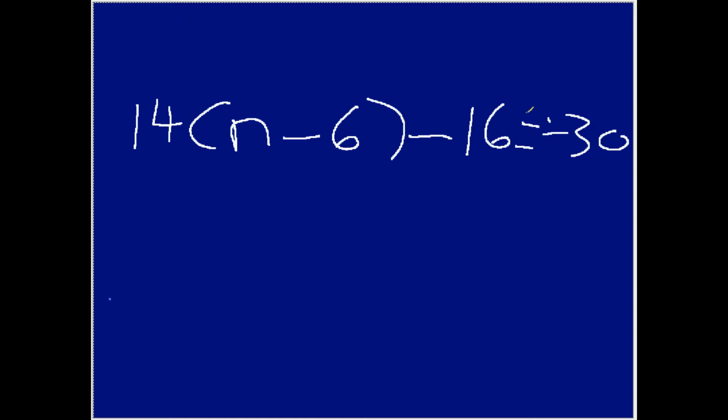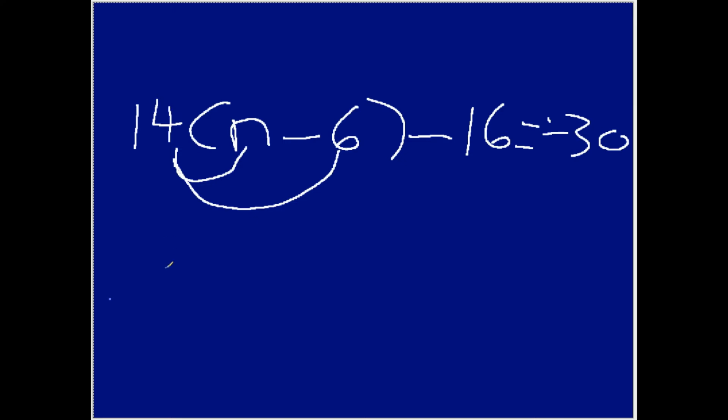So the first thing we want to do in order to solve this particular equation is distribute the 14. This is a very common principle inside mathematics. What we mean by distribute is that since 14 is times n and also times minus 6, we're going to multiply 14 by n, and we're also going to multiply 14 by minus 6. We want to remove the parentheses. That's our primary goal here, and we will use something called the distributive property to do that.